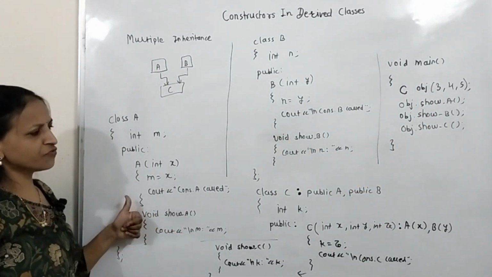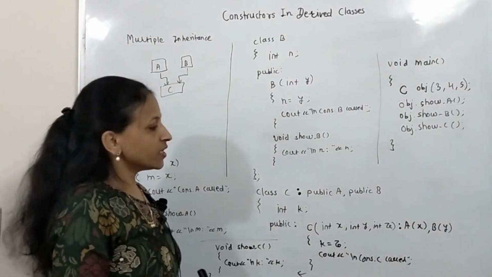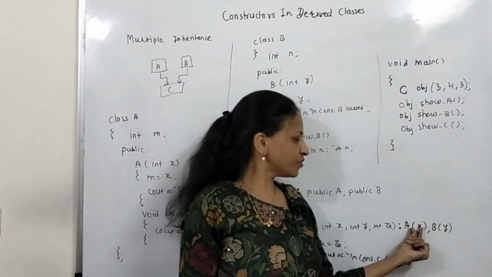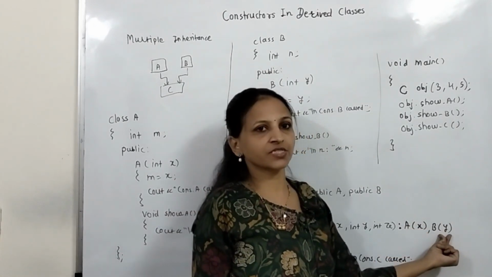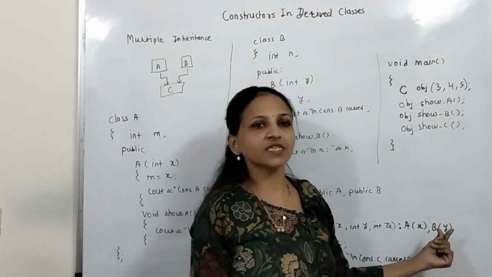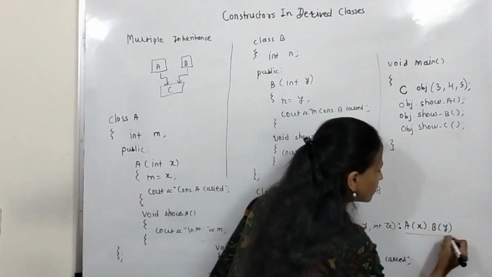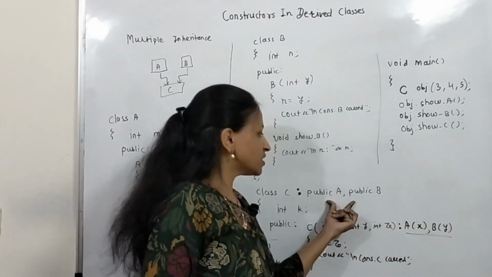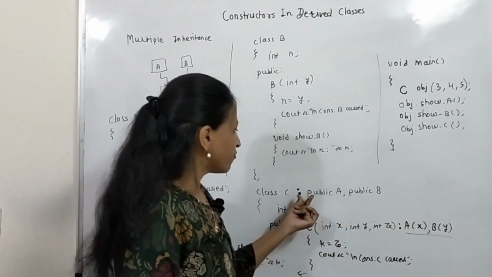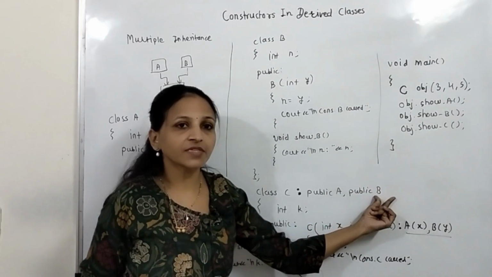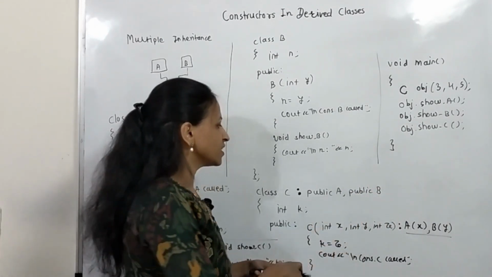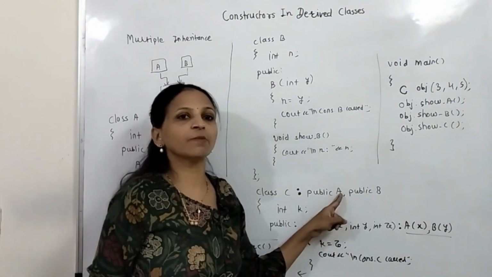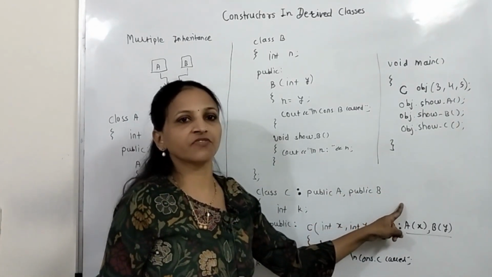Now first, which constructor will be called, that is not dependent on this list. Means here I am calling first the A class constructor, then the B class constructor. But always remember that whatever the sequence here, the compiler will check this sequence first. Like first class A and then class B is mentioned in this inheritance list. That's why first the A class constructor will be called and then the B class constructor will be called.